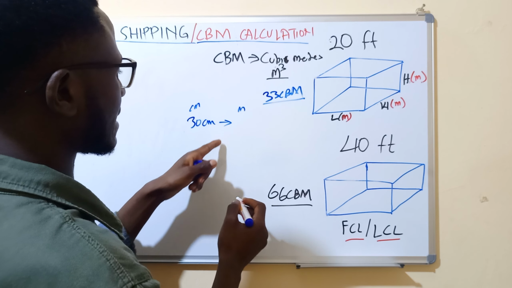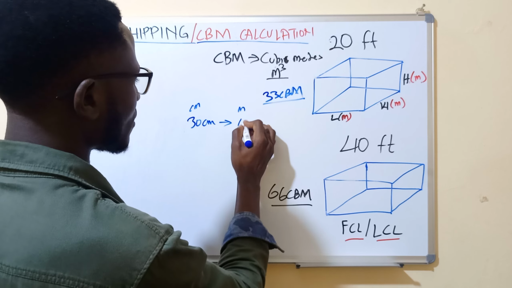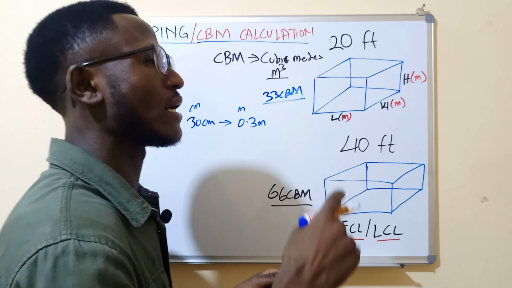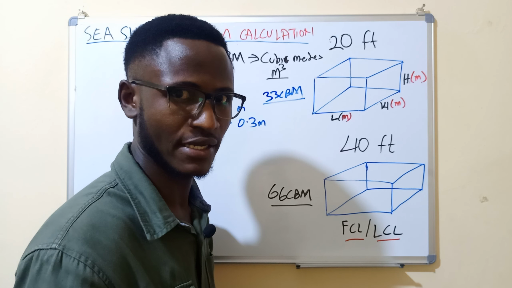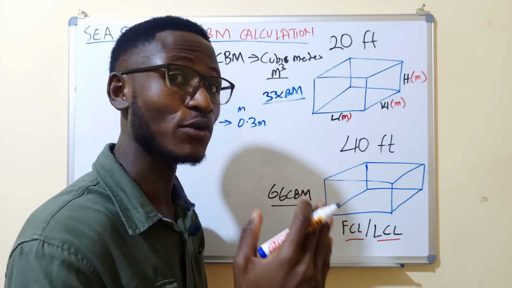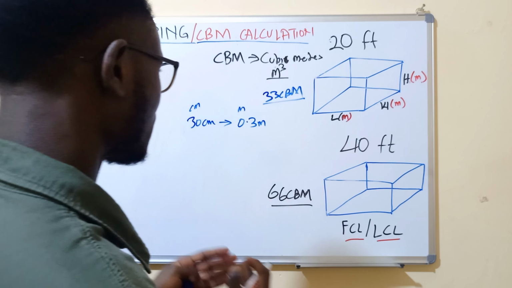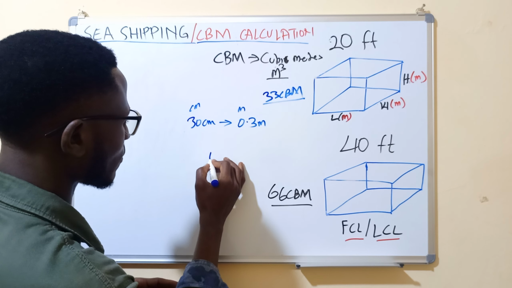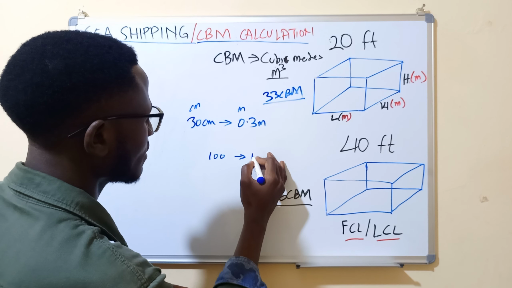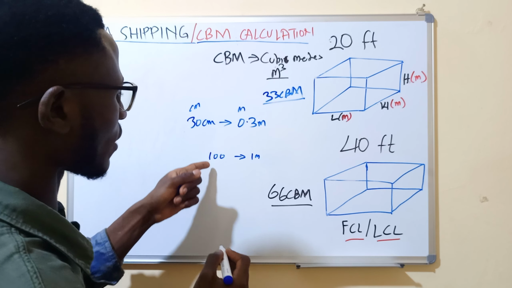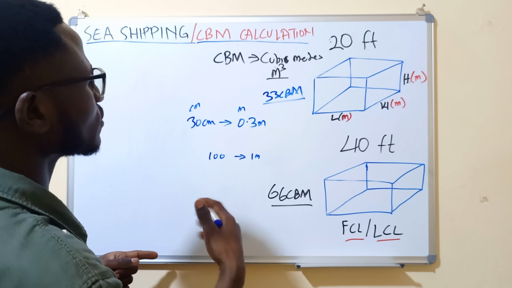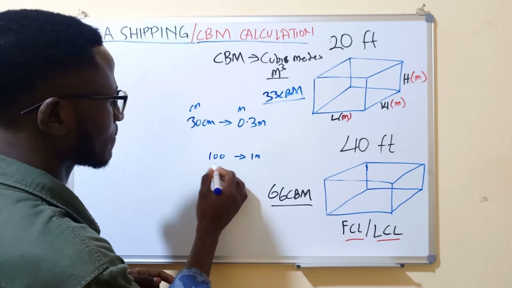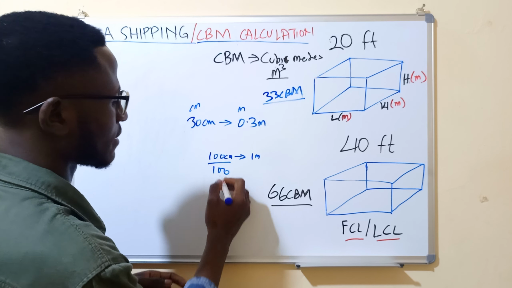So if we are supposed to get meters here, we should be able to get something of 0.3 meters. How we come about with this, remember, 100 centimeters equals 1 meter. Once again, 100 centimeters equals 1 meter. How do we get 1 meter here? If you want to get anything out of centimeters to meters, we divide it by 100, okay?